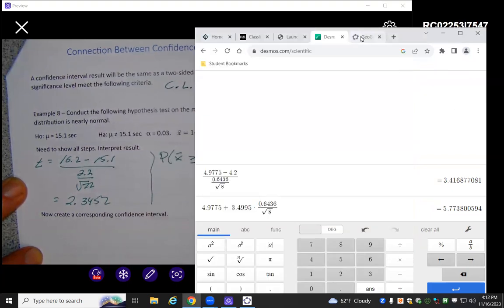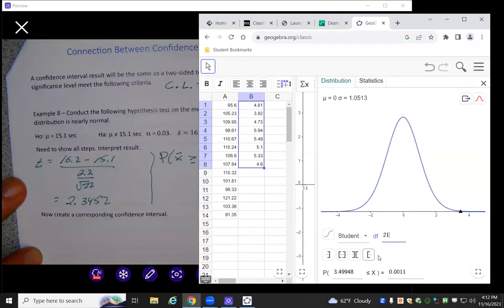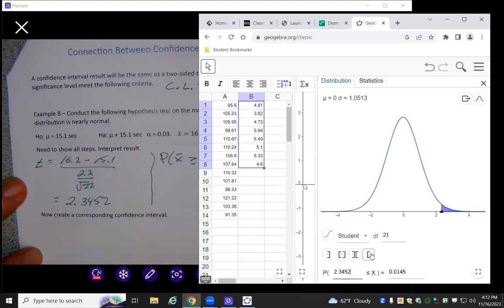So I'm going to go now to my GeoGebra calculator and enter my degrees of freedom. I got that, perfect. And I need to go in the right direction. I'm going greater than, select it. And now enter my t value, 2.3452. Again, notice for this distribution, I have no choice. I must enter a t value. So I'm getting 0.0145.